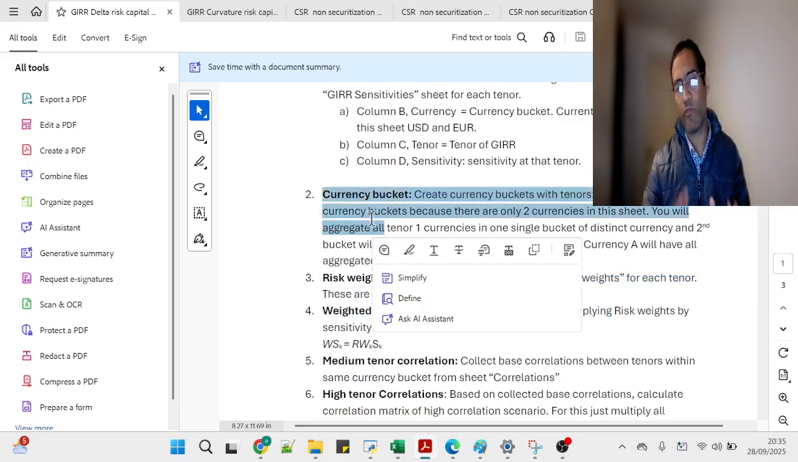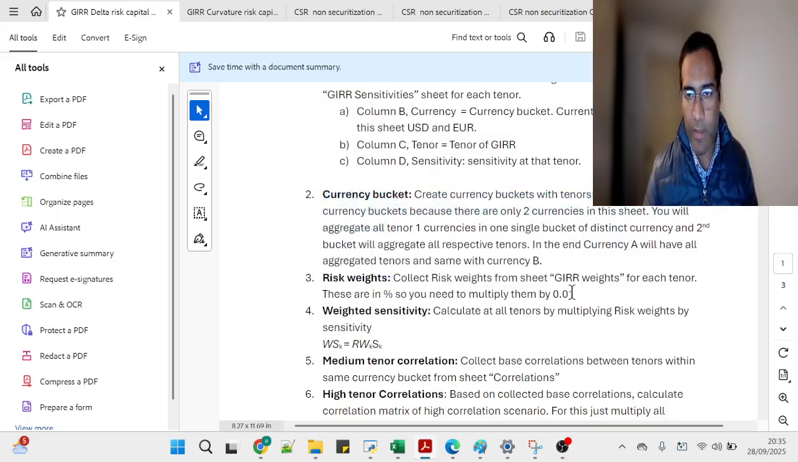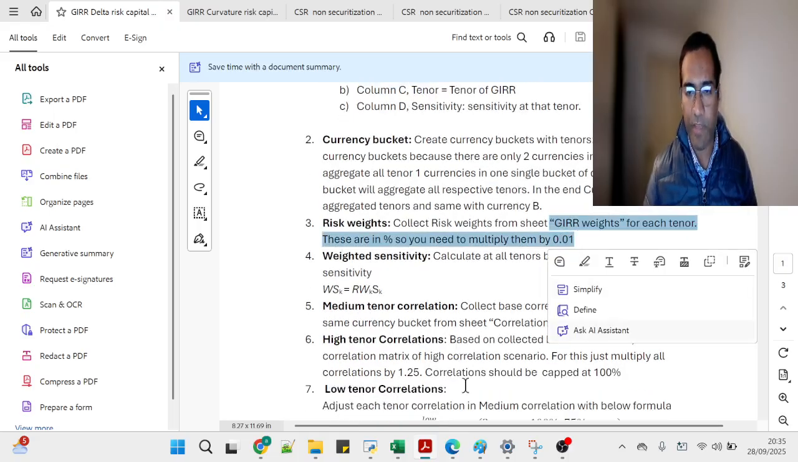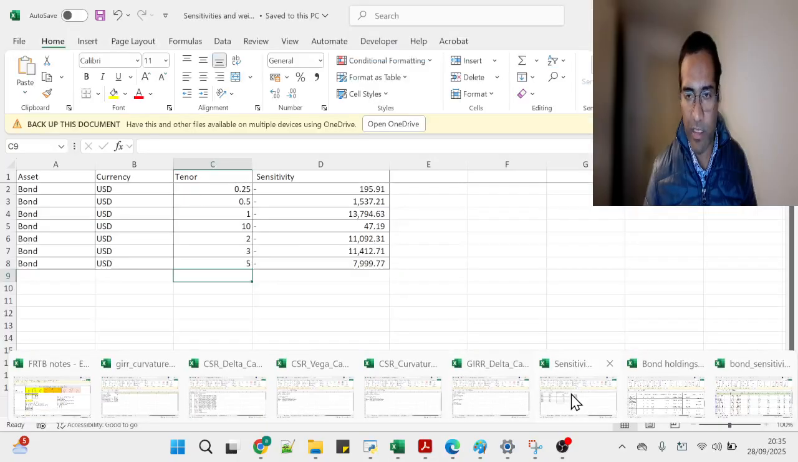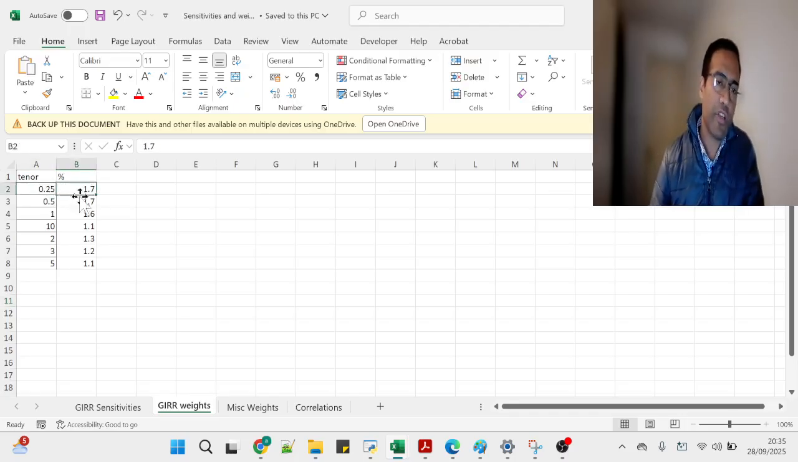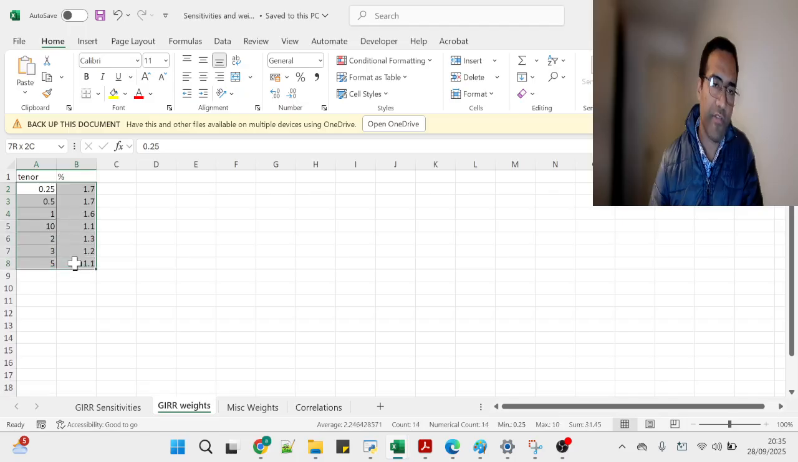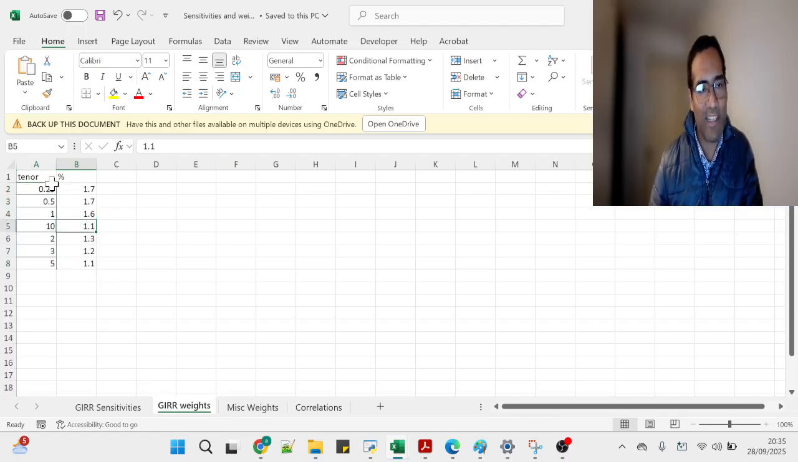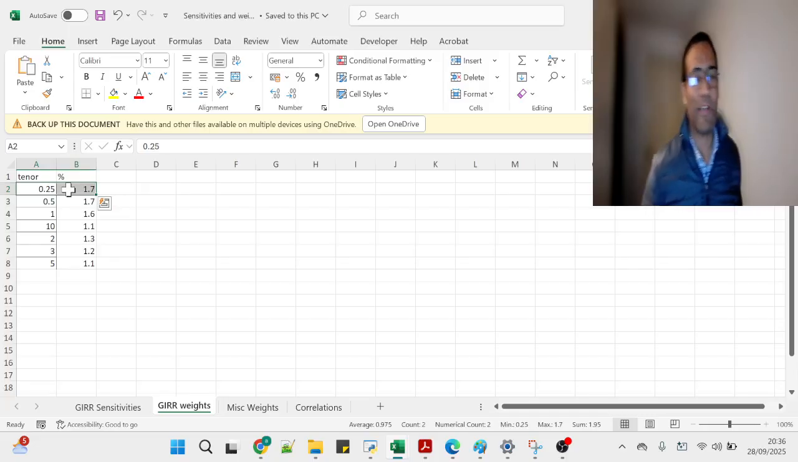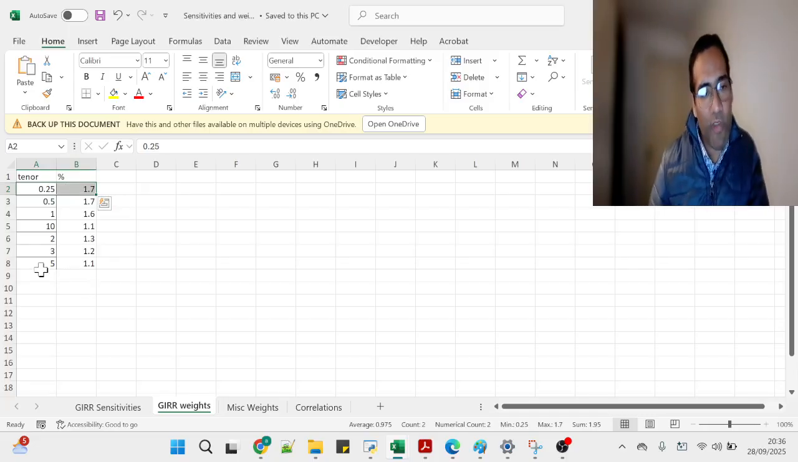Whatever currency you have buckets, what is the risk weight for each tenor? For each tenor there is a risk weight. Okay, what are the different risk weights? For 0.25 it is 1.7%; these are risk weights for different tenors. As you can see, the maximum risk weight is for the 3-month maturity. So somehow the regulator believes that these bonds are the riskiest with the 3-month maturity. But as you go up to 5-year, then the risk weight is very less.